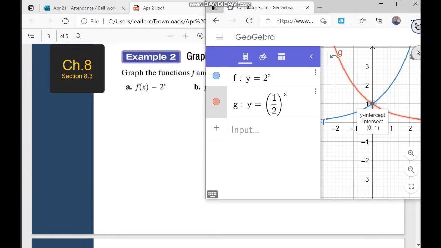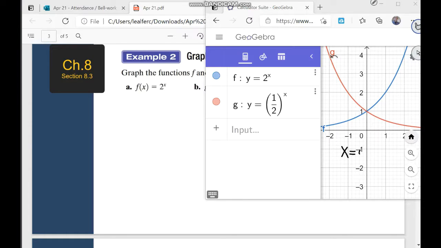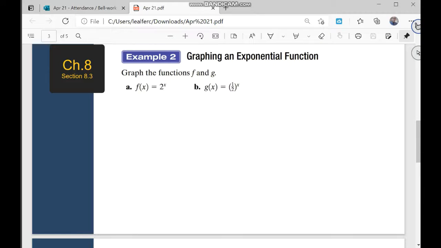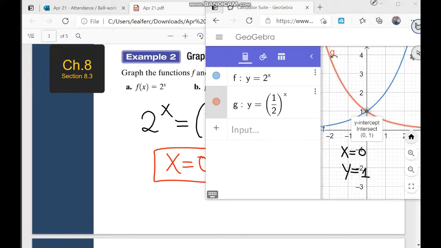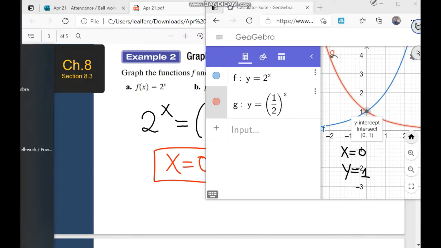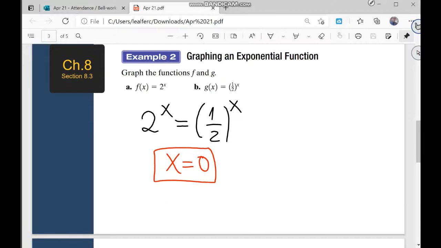Let's click here. The intersection, right? The intersection between the two graphs, between the two functions. X equals 0, y equals 1. And you can click on it, you're going to find x equals 0, y equals 1. So the solution for 2 exponent x equals 1 over 2 exponent x is x equals 0, the intersection. We're going to work on this, like this, on the quiz. Thank you, Jacob. Excellent. Very good.